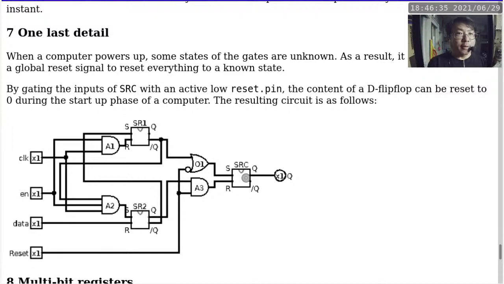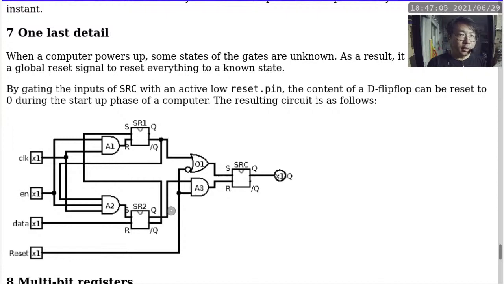Okay, let's think about what happens when the reset pin is a 0. When reset is 0, the 0 is going to be negated. This little bubble here means negation, by the way. So O1 is going to output a 1. So when the reset pin is a 0, O1 outputs a 1, which means the S pin is going to be a 1.